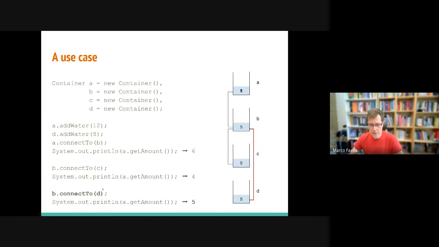And finally, if I connect B to D, they're all connected now. Some of them are directly connected and some of them are indirectly connected, but it doesn't matter. As long as they are connected in any way, they will split the water. And so we get 5 in each of them because we started with 12 plus 8, 20, and it's now divided equally among the 4 containers. That's your specification.